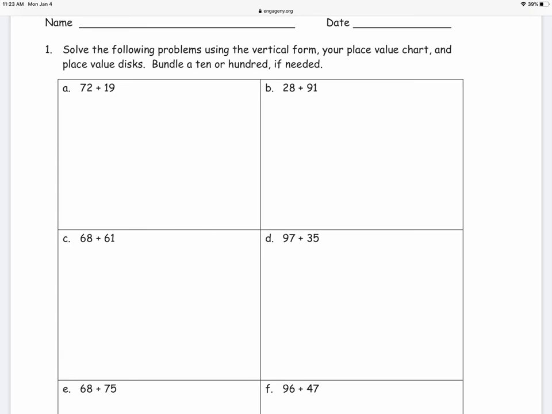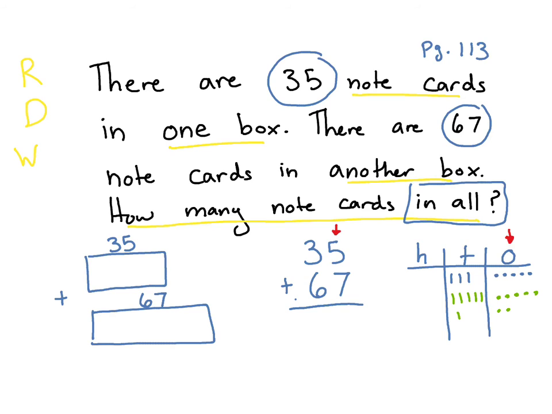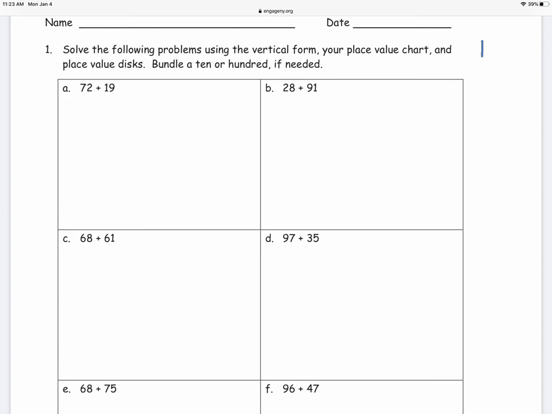Okay, so now that you have the answer to the word problem for today, let's take a look at our problem set. So this is the next page over. So that was page 113. This is page 114. And let's read the directions, but I'm actually going to change the directions a little bit for you. So let's read it. It says, solve the following problems using the vertical form, your place value chart, and place value discs. Bundle a 10 or 100 if needed.